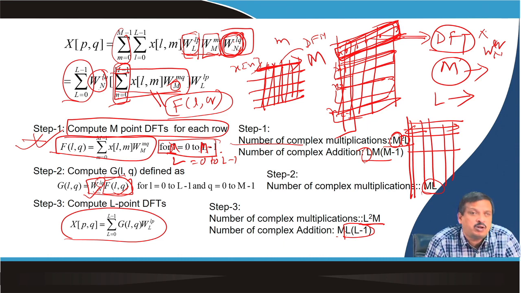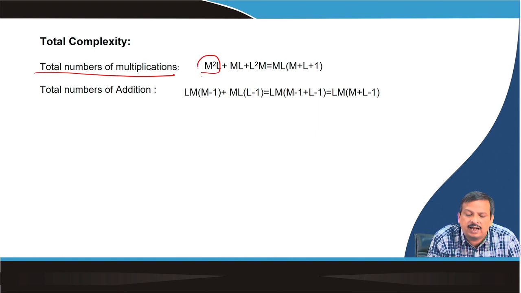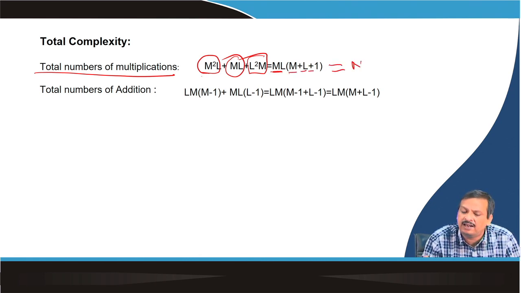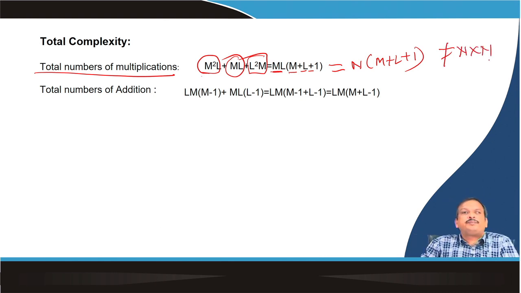Now, if I compute the total computational complexity, the total number of multiplications for row wise is M square L, for the second stage ML, for the third stage column wise L square M. If I take ML common, it is nothing but M plus L plus 1 times ML, which is N into (M plus L plus 1), which is not N into N. It is less than N into N.